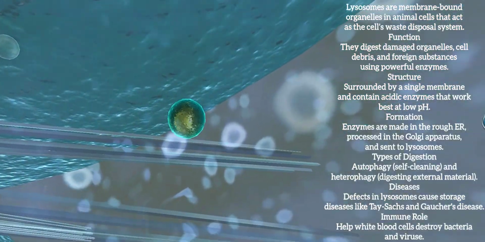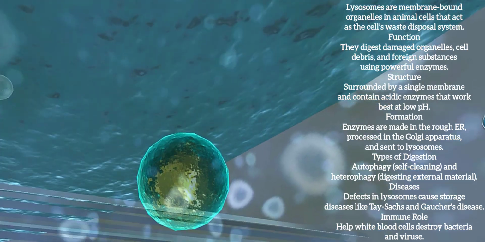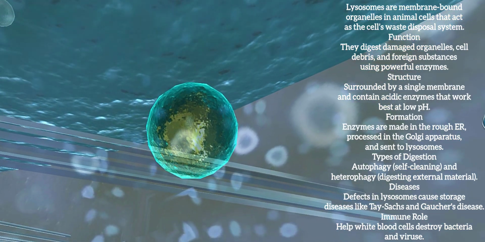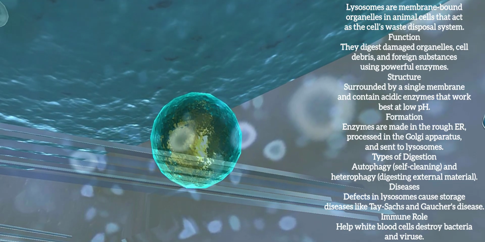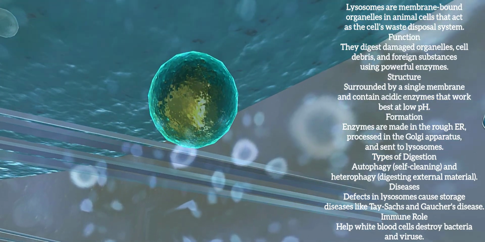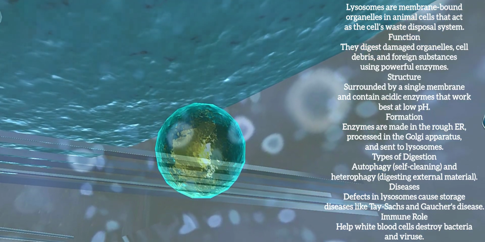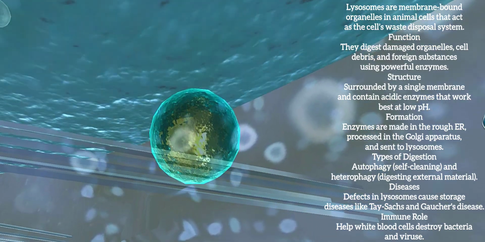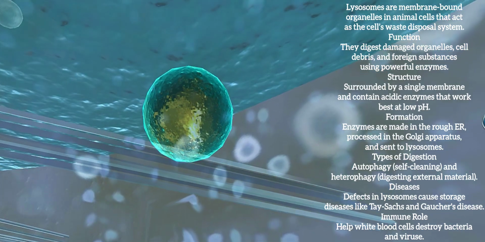Lysosomes are membrane-bound organelles in animal cells that act as the cell's waste disposal system. Function: they digest damaged organelles, cell debris, and foreign substances using powerful enzymes. Structure: surrounded by a single membrane and contain acidic enzymes that work best at low pH. Formation: enzymes are made in the rough ER, processed in the Golgi apparatus, and sent to lysosomes.